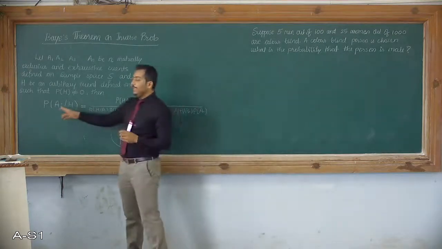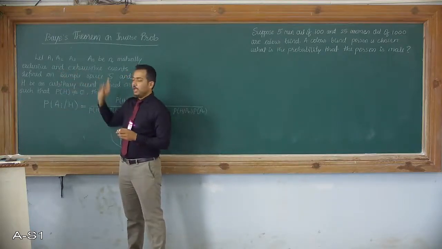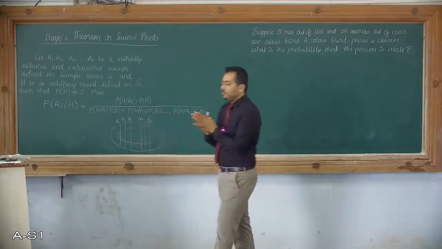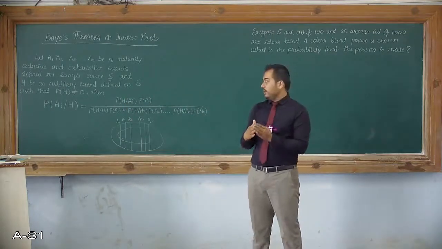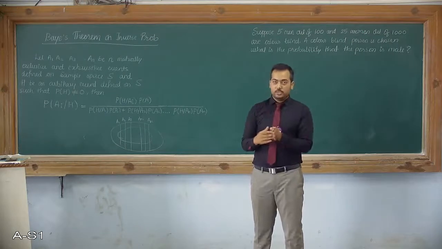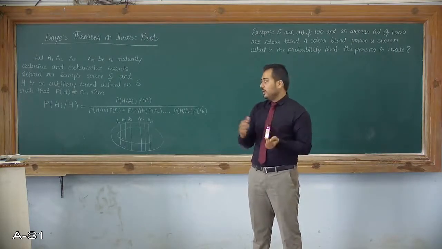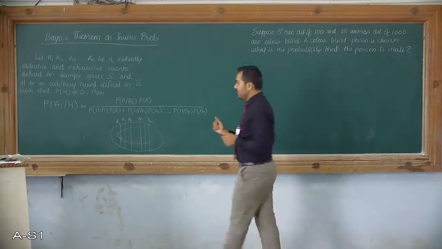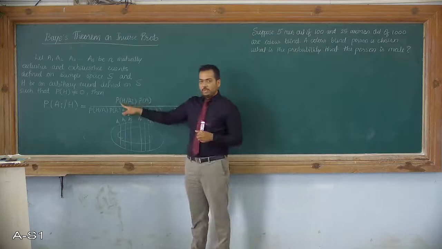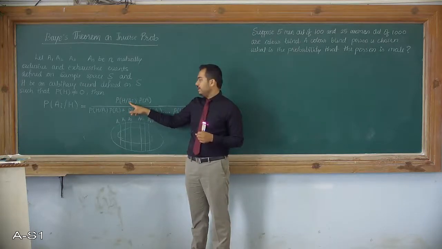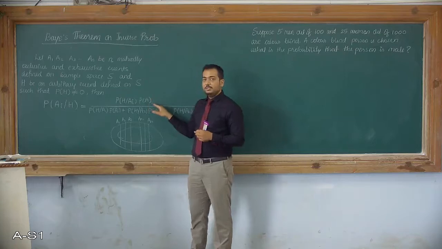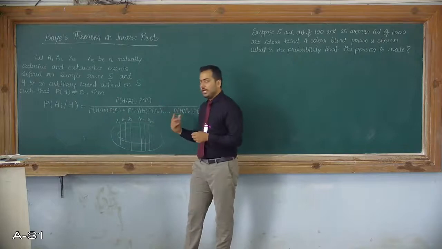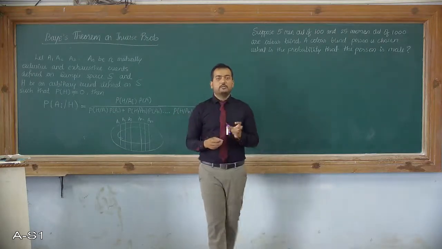The probability of any event A among A1, A2, A3, up to AN, say the probability of event A3 given H, where H is one arbitrary event, is given in this way. It is the probability of H given A3 times the probability of A3, divided by the sum over all the events in the same way, that is A1, A2, A3 and so on. This is how the probability is given.